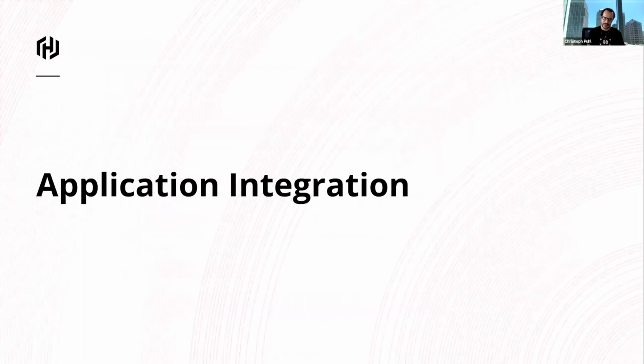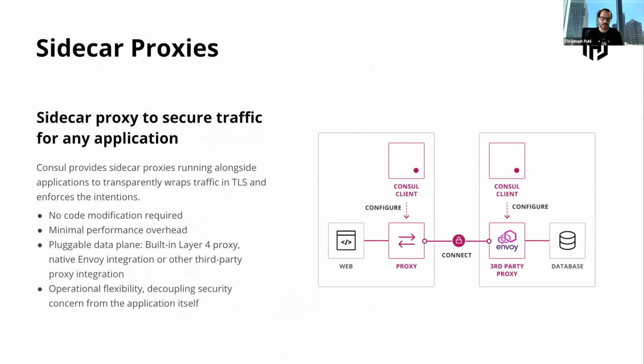When it comes to integrating your applications into a service mesh, most usually we see the sidecar proxy approach. In this example, you have next to your application running the Consul client agent and a sidecar proxy of your choice. As mentioned, most customers will use Envoy today.